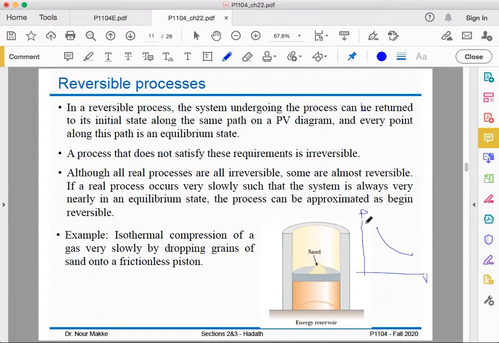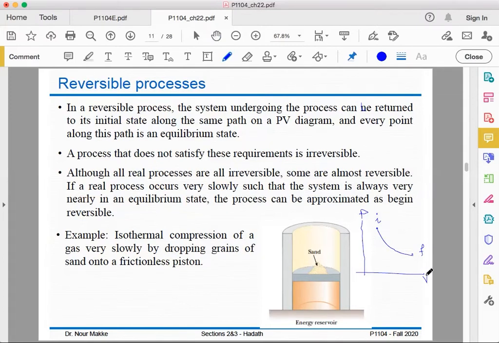And if this system undergoes a process from the initial state I to a final state F, it can be returned, okay, from the final state to the initial state along the same path, meaning you can go back along the same curve. And every point in this path is an equilibrium state. And so this is why in a PV diagram, all you have are reversible processes.